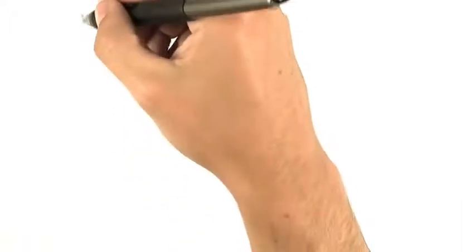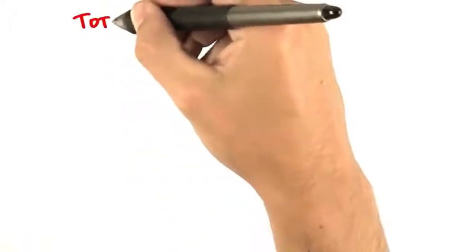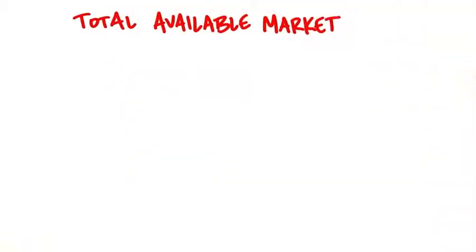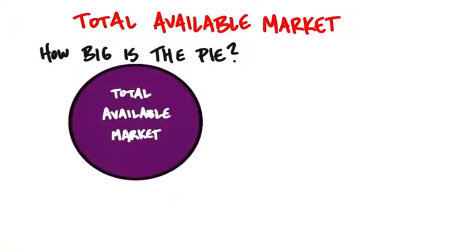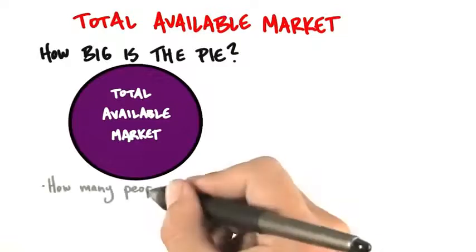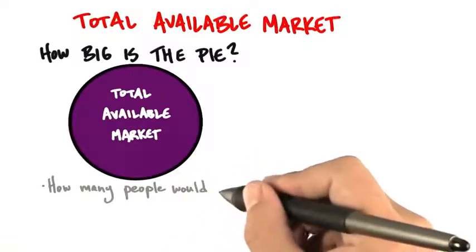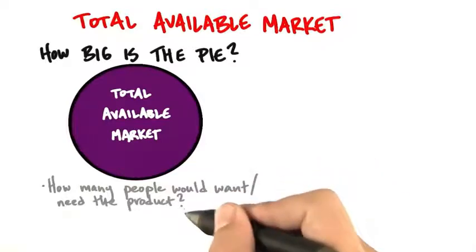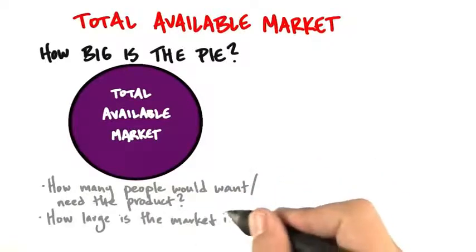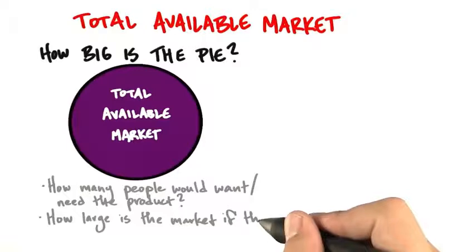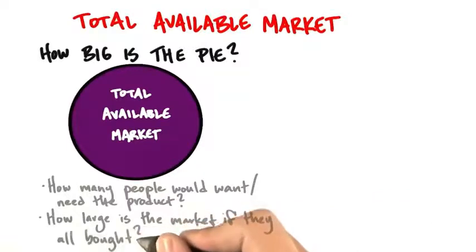The first word we want to think about is something called total available market. And I like to think of total available market as a pie. It's the entire pie. Total available market says, look, how many people or companies or whatever your unit of sale is would want or need this product, and how large is the market in dollars or units if they all bought? That's just a pretty nice calculation.